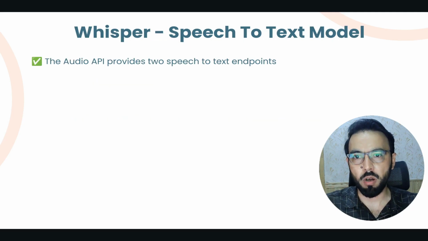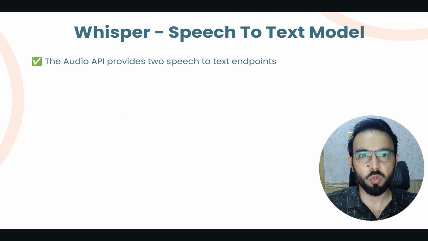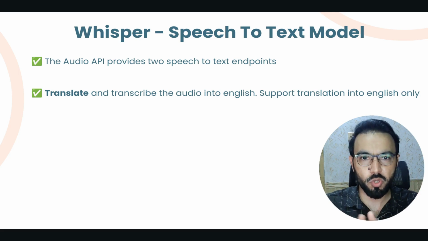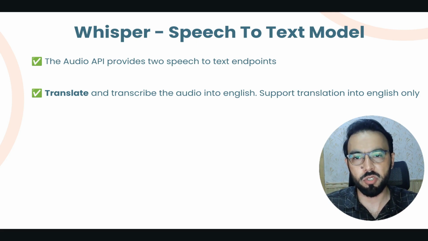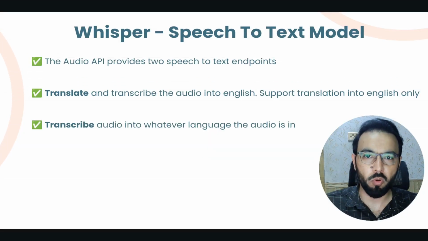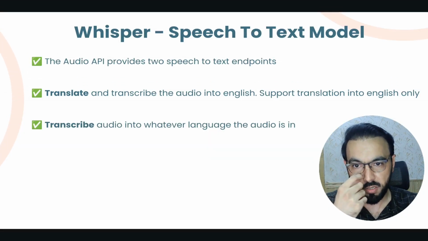The Whisper model or the audio API provides two speech to text endpoints. First is the translate. What does the translate do? It converts an audio from the speech format into text in the English language. Currently the OpenAI Whisper model supports translating into the English language. Your source audio file could be in any language, but the target language support is limited to English for now.